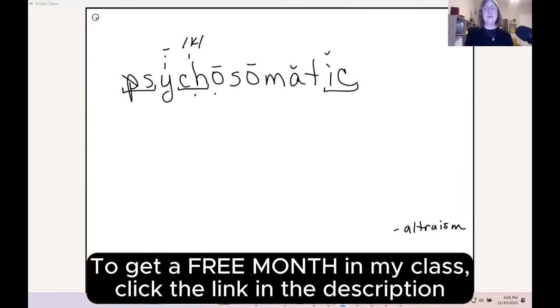Ik is a common suffix that comes at the end of words. C is going to make its normal hard sound. All right, so we have S. And then I'm not going to do the rest of the sounds. I'd like for you to do it. Try it on your own. Go ahead.